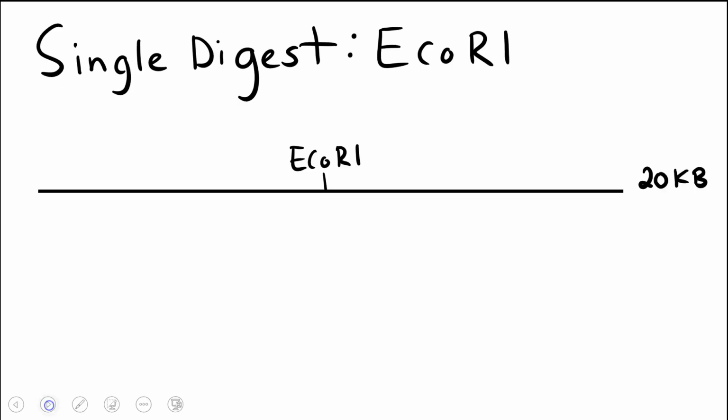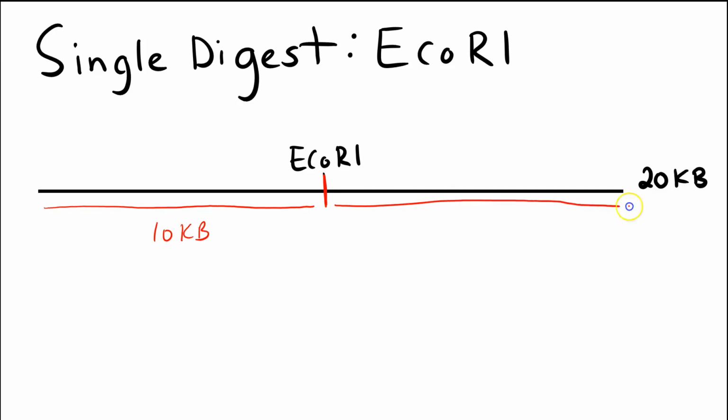Okay, so example 1 is a single digest of a 20 kilobase fragment of DNA with the restriction enzyme EcoR1. You can see from the figure that this restriction site is dead center in the molecule. Therefore, we will have 2 fragments when we perform this digest. So if you take a 20 kb fragment, you will get one 10 kb fragment here and one 10 kb fragment here.